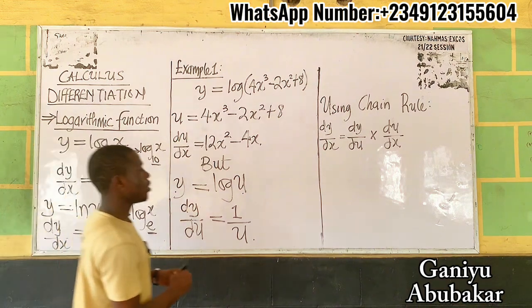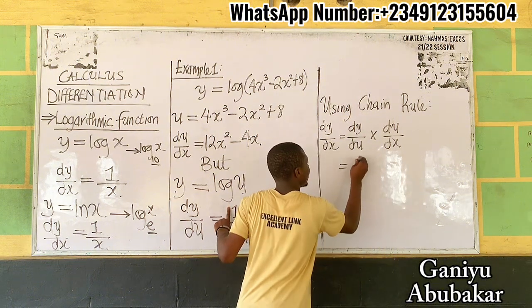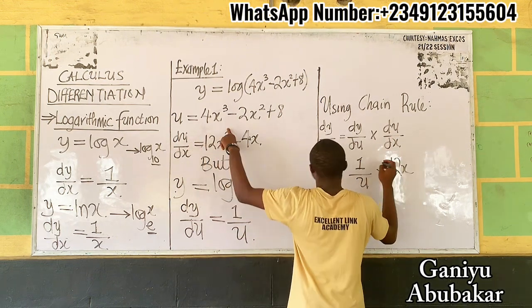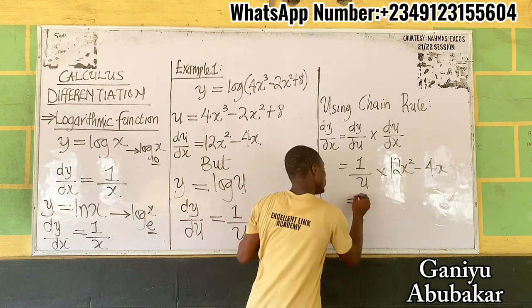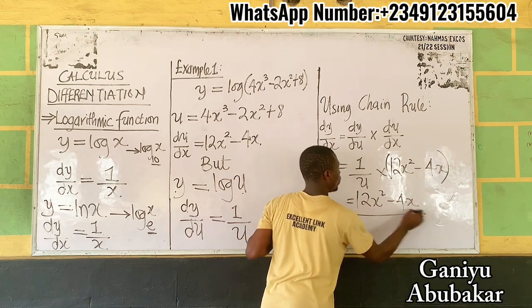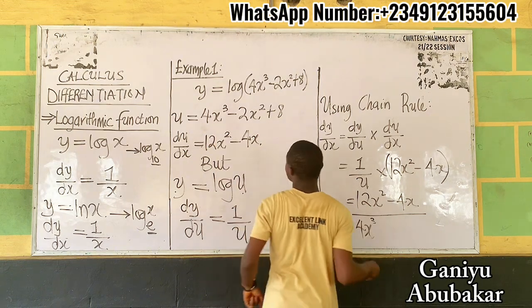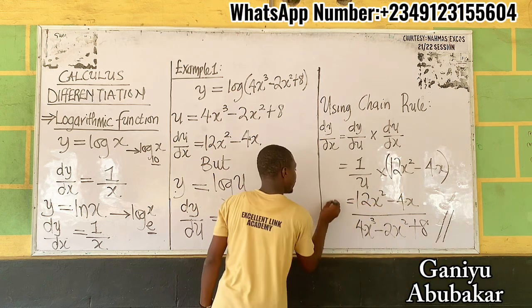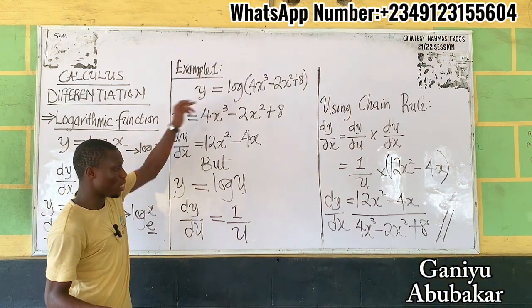That's the formula. All right. Put in values, please. The dy over du, that's 1 over u. That's 1 over u times du over dx, that's 12x squared minus 4x. All right, I have this. This is now equal to, multiply this, I'll have 1 times everything here. That becomes 12x squared minus 4x all over, what's u? u is 4x cubed minus 2x squared plus 8. This becomes my final answer after differentiating this particular question.